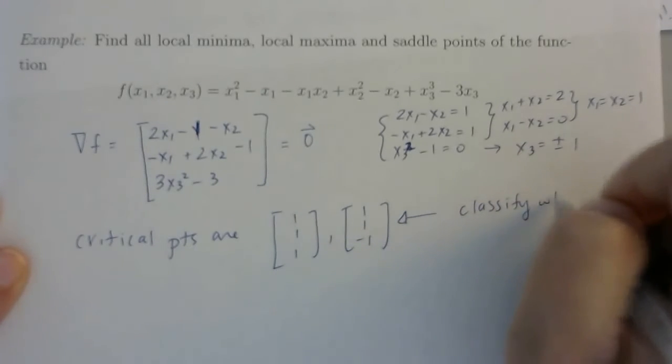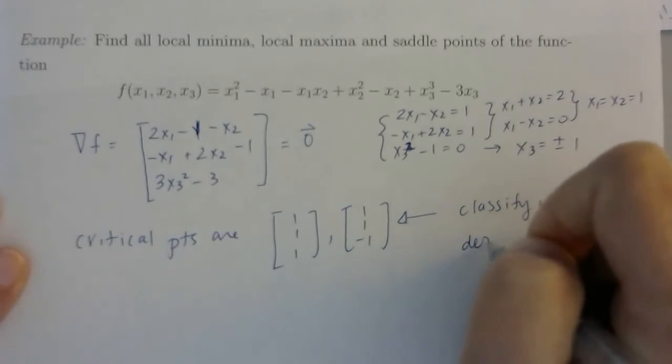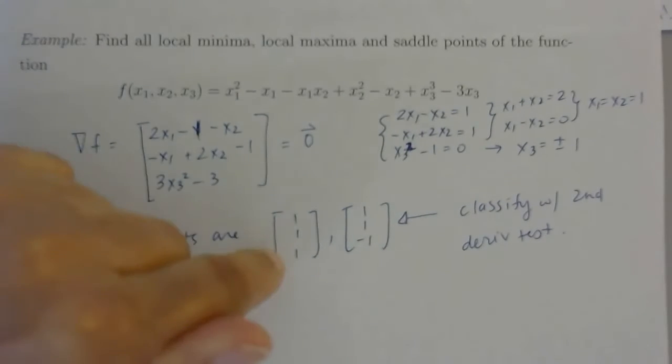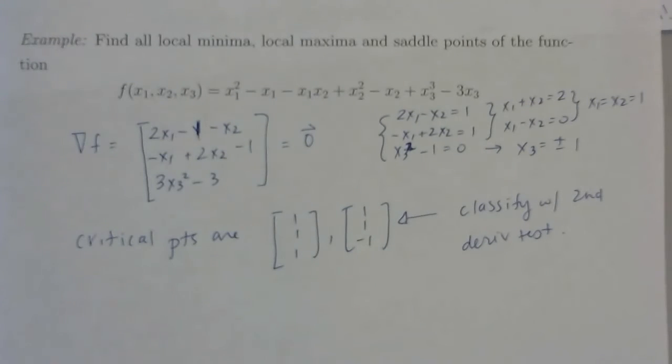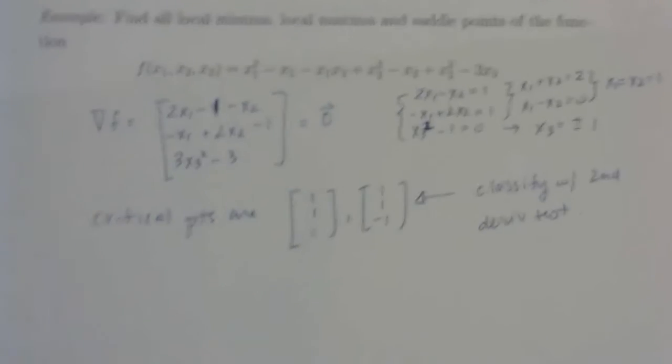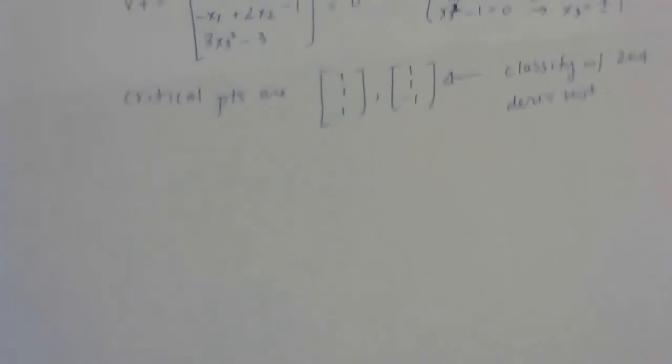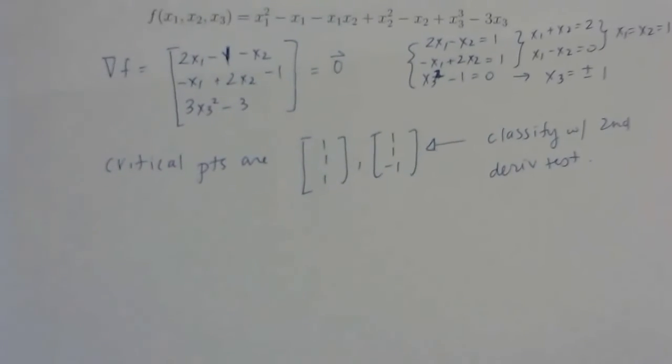To classify these, I can use the second derivative test. So how do I implement that? I find the Hessian, I plug in these points, and I check if it's positive or negative definite by looking at its eigenvalues. So let's find the Hessian. We'll keep the gradient on screen here for a second because that'll be helpful.